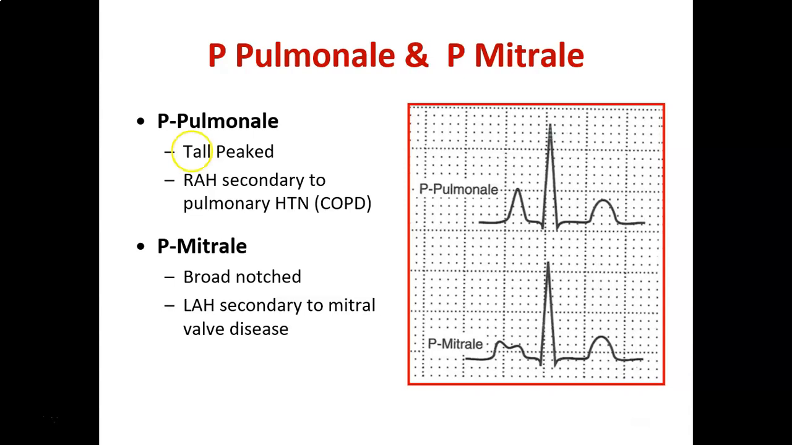So what are these terminologies? In P pulmonale, you will get a tall peaked P wave in lead 2, and this is due to right atrial hypertrophy secondary to pulmonary hypertension and other respiratory causes like COPD. On the other hand, in P mitral, you will get a broad notched M-shaped P wave, and this is due to left atrial hypertrophy secondary to mitral valve disease.